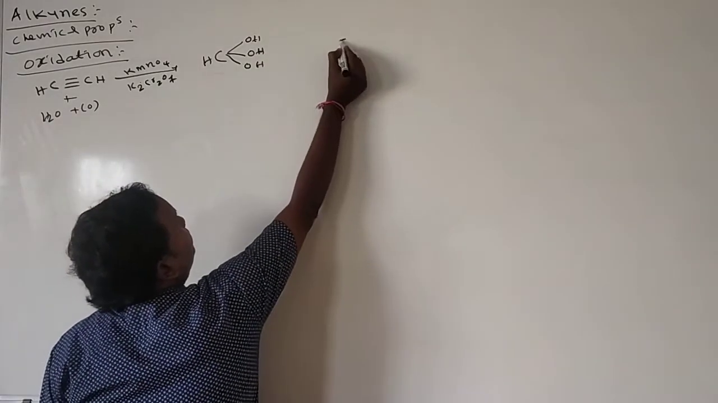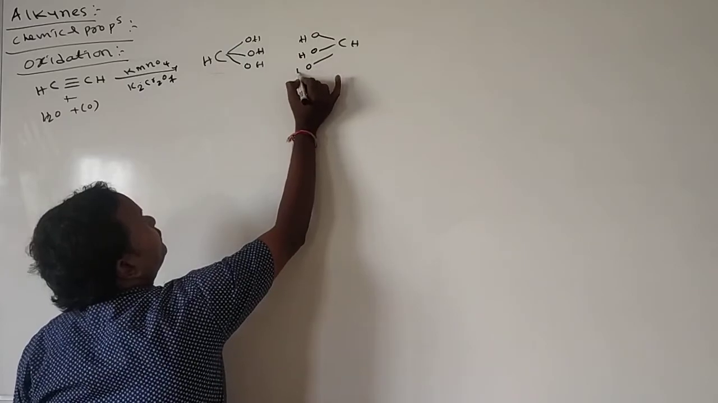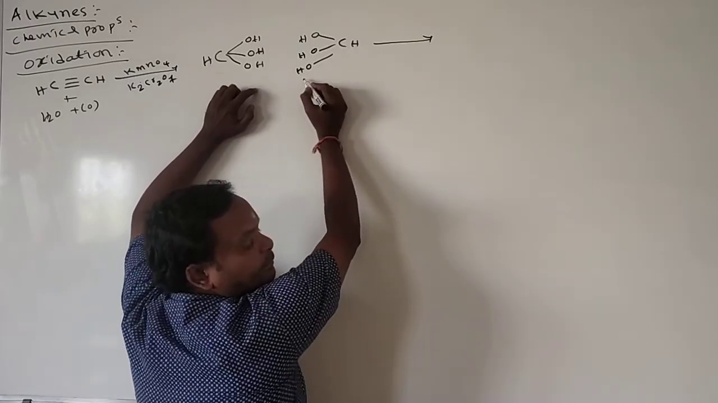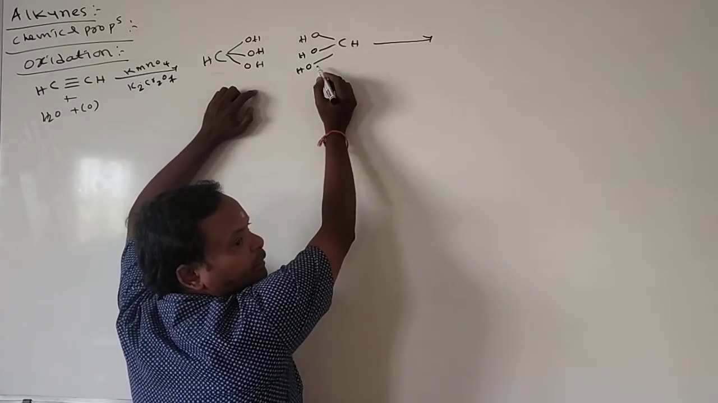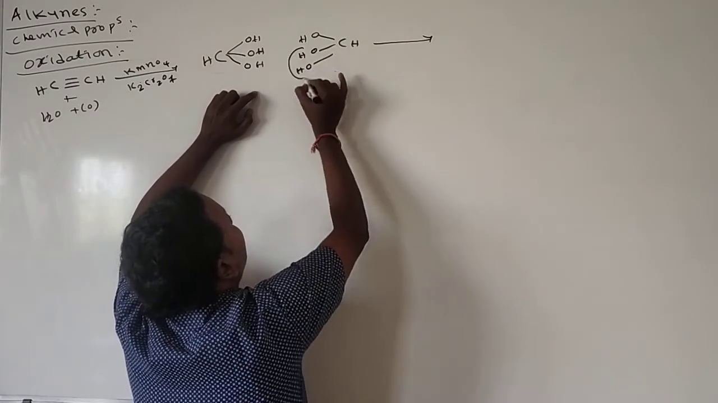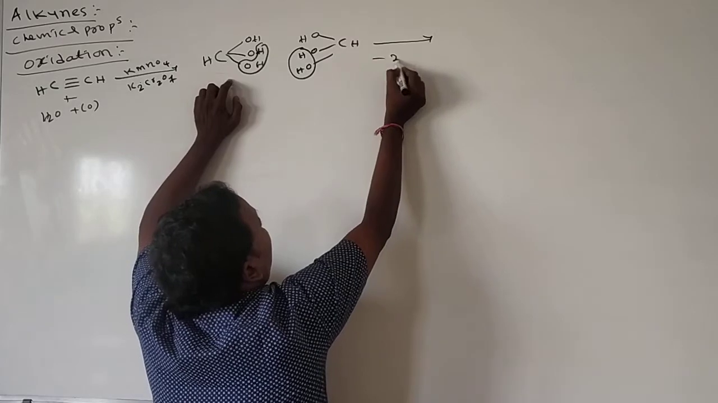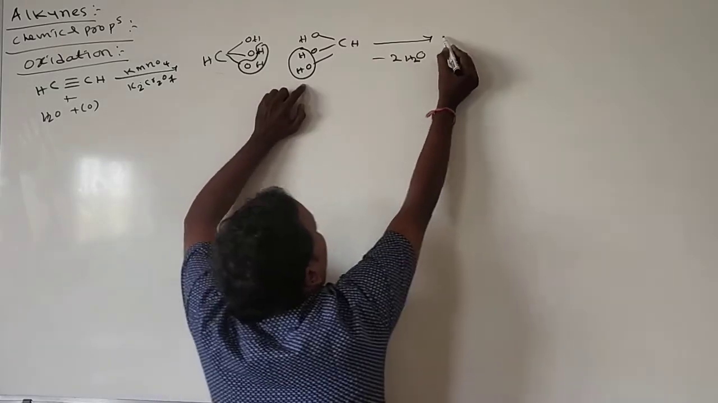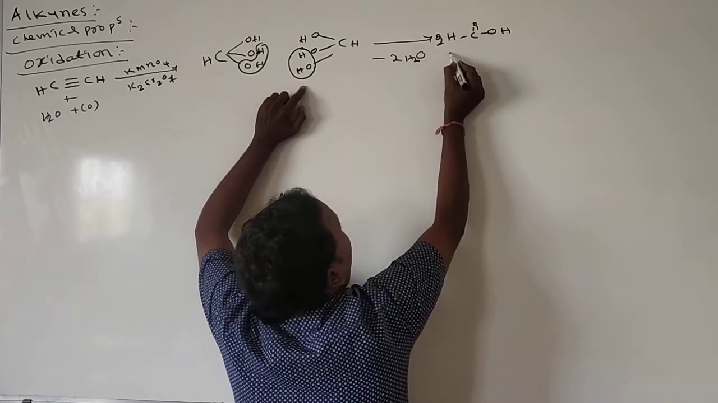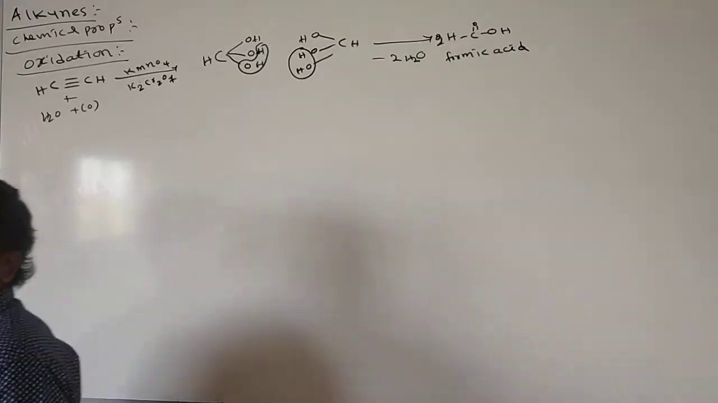Here this part also gives OH. If a carbon has more than one of the same functional group, that carbon is unstable and always loses a water molecule. This also loses a water molecule, and this also loses a water molecule. What do you get here? HC double bond O, OH. We get 2 moles of formic acid.